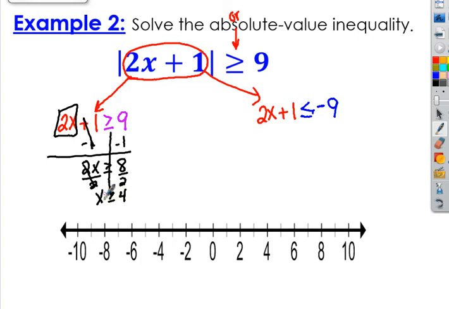So if I was to graph that, it would be a closed circle at 4, and it would be going to the right because it's everything bigger than 4.